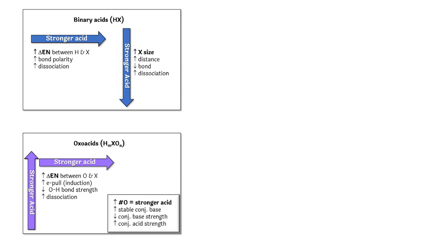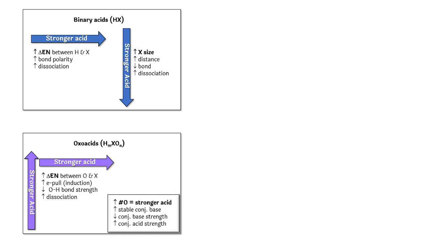The periodic trend up or down a column for a binary acid is not based on electronegativity. This is the common mistake, so I'll repeat it. A binary acid's strength is not based on electronegativity moving up or down a column. It is based on the size of the element X.